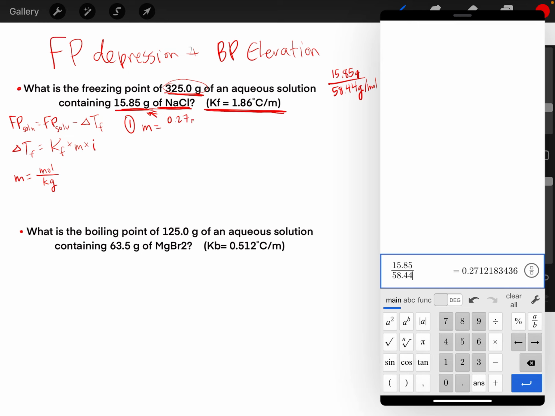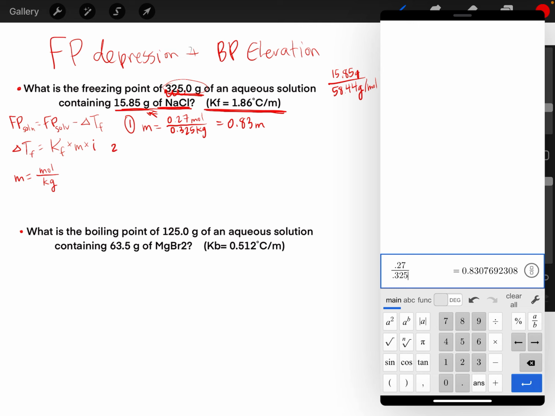When I plug that into my calculator, I get 0.27 moles. And then I'm going to go ahead and change these grams of my solution down to kilograms because I have to. And this ends up equaling 0.27 divided by 0.325. It ends up equaling a molality of 0.83. Okay, so I'm going to be able to plug that in later.